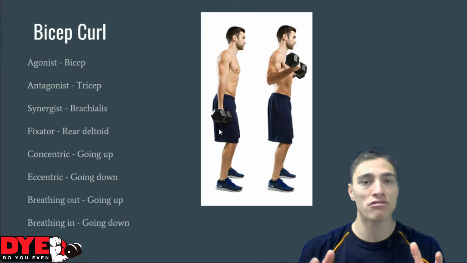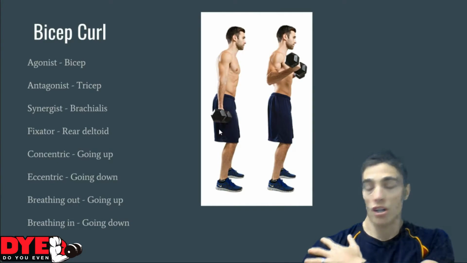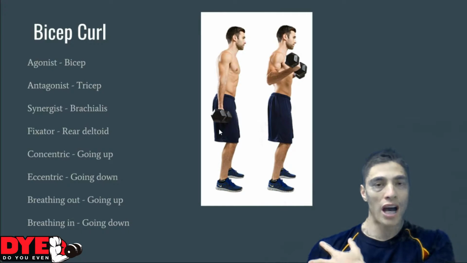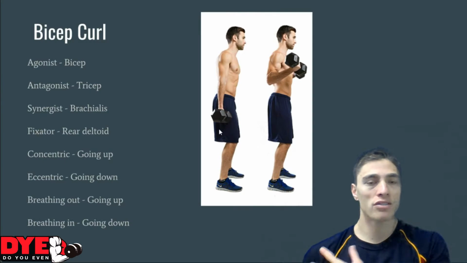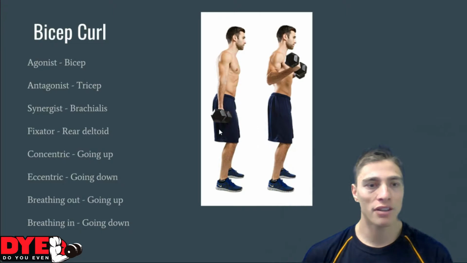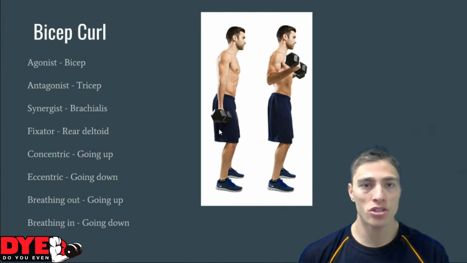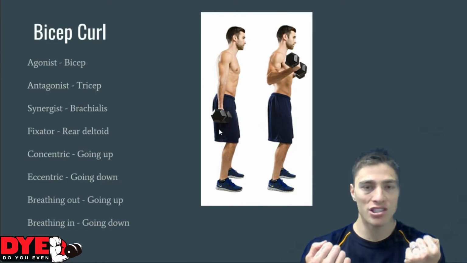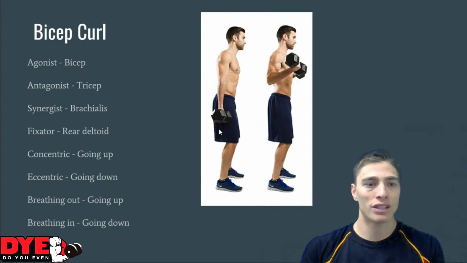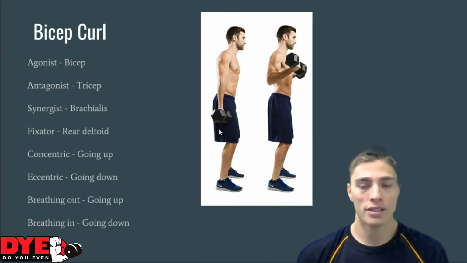You have your fixator. In this example it is the rear deltoid. Your shoulder holds you in place, holds your arm at your side so you don't swing. That enables you to do the movement correctly. The concentric phase, when your muscle is shortening, is going up. The eccentric, muscle lengthening, is going down. You breathe out when you are going up, when you're working, and then you breathe in when you are going down. That's our bicep curl.